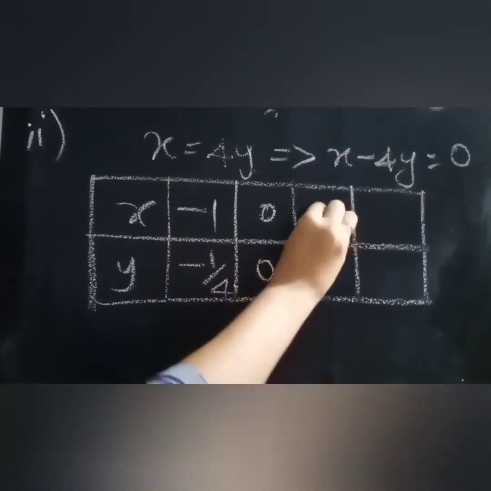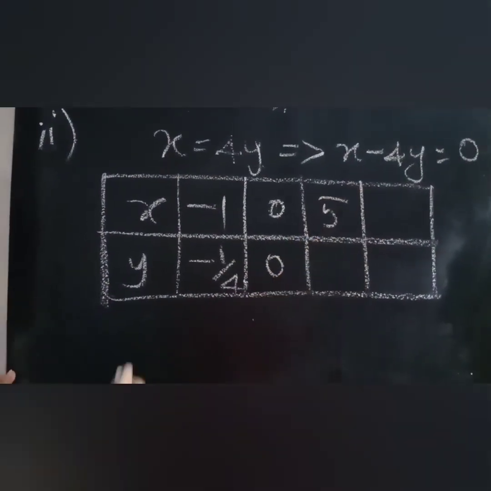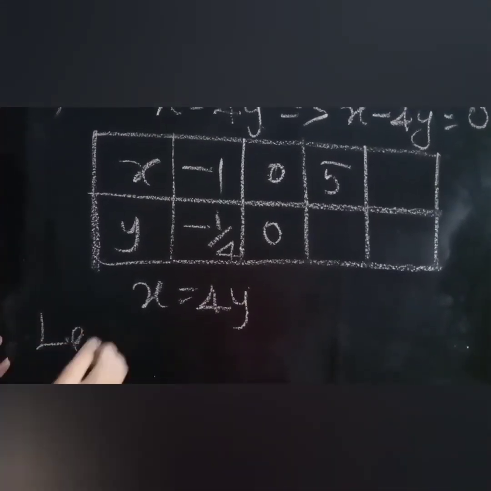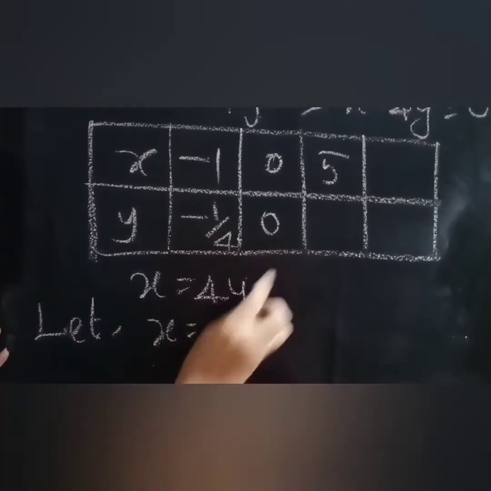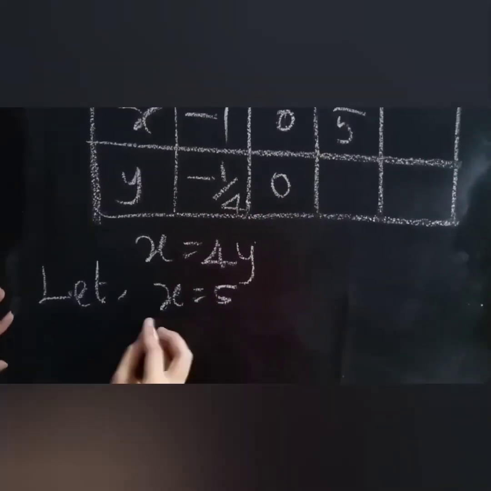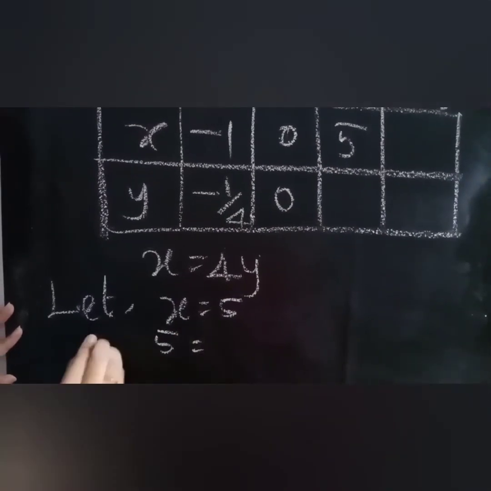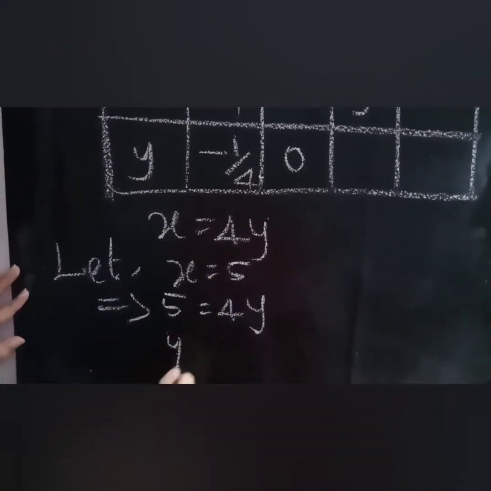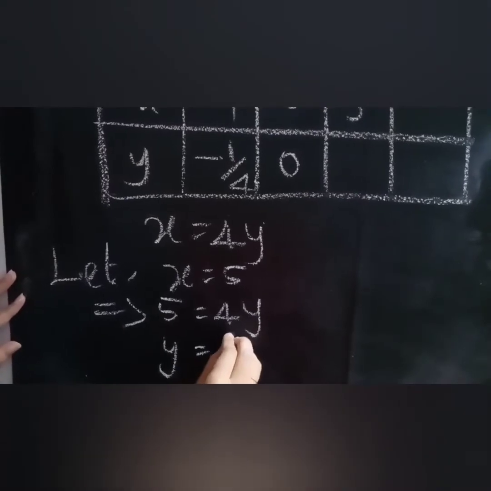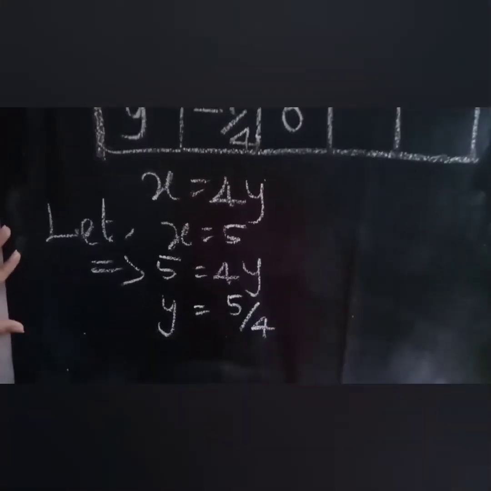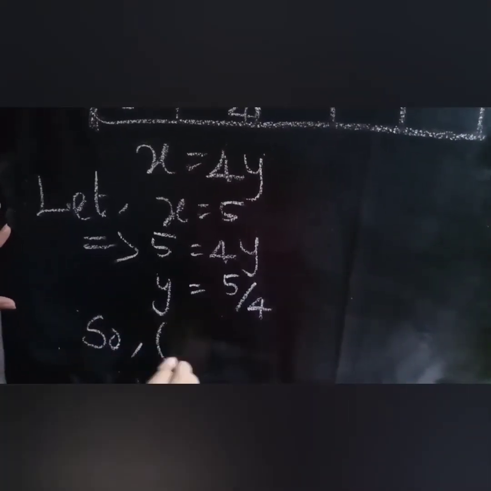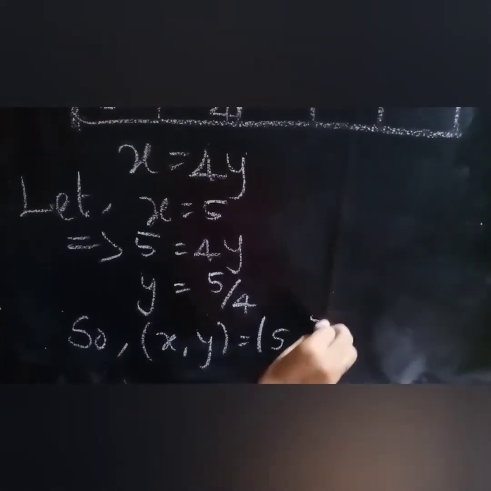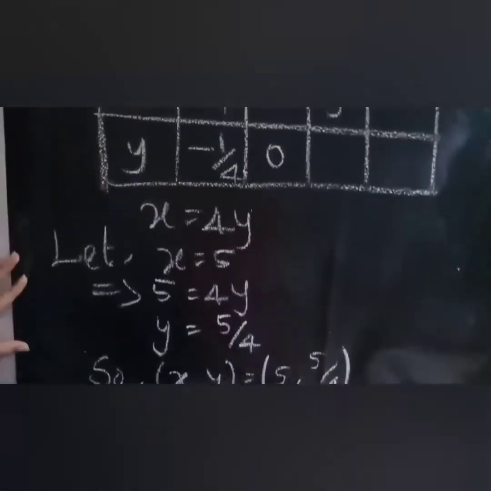Let's find the third solution. Let me give the number 5. So x equal to 5. Let's substitute this value in the given equation x equal to 4y. 5 equal to 4 into y. It means 4y, so y equal to 5 divided by 4. So that's it. The solution in the form of ordered pair x comma y, so 5 comma 5 by 4 is our third solution.